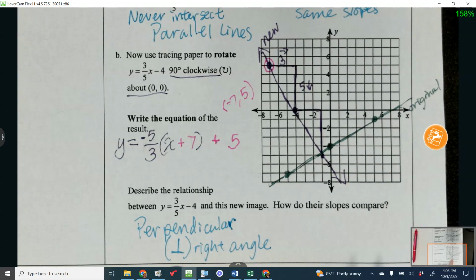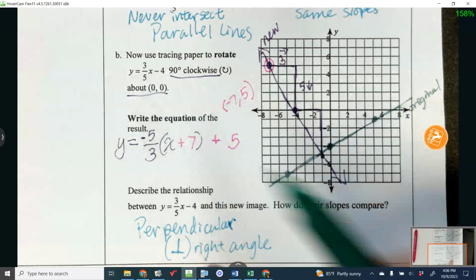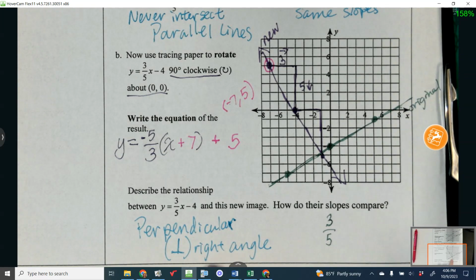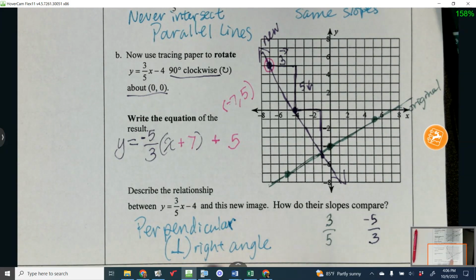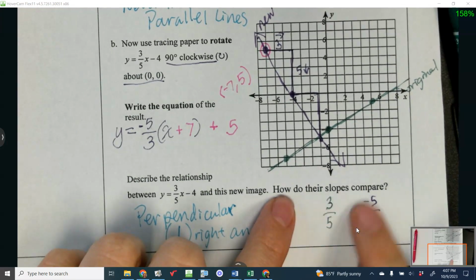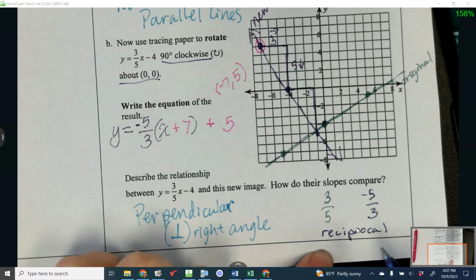Their slopes are related but not the same. The original slope for the original line, which I'm going to do in green, is 3/5. My new slope, which I'll do in purple, is -5/3. And so these two slopes, you'll notice they have the same number, and the fraction's kind of been stood on its head. So we call this, maybe you remember that word from elementary, where the fraction is flipped over.